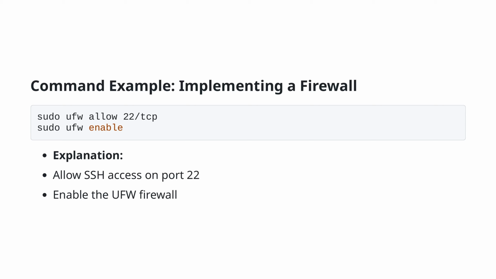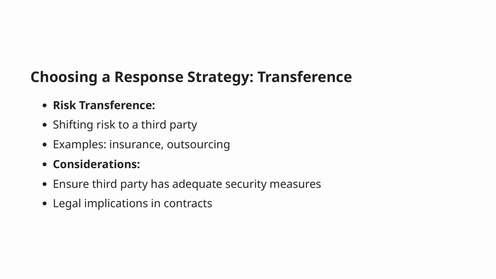On this slide, we're looking at a command example for implementing a firewall, specifically focusing on using UFW, uncomplicated firewall. The command sudo ufw allow 22/tcp is used to allow SSH access on port 22, which is common for remote server management. Following that, the command sudo ufw enable activates the UFW firewall. These commands illustrate how to configure and enable a basic firewall as a form of technical control. By allowing specific traffic and enabling the firewall, you are mitigating potential security risks by controlling access and protecting the system from unauthorized connections.